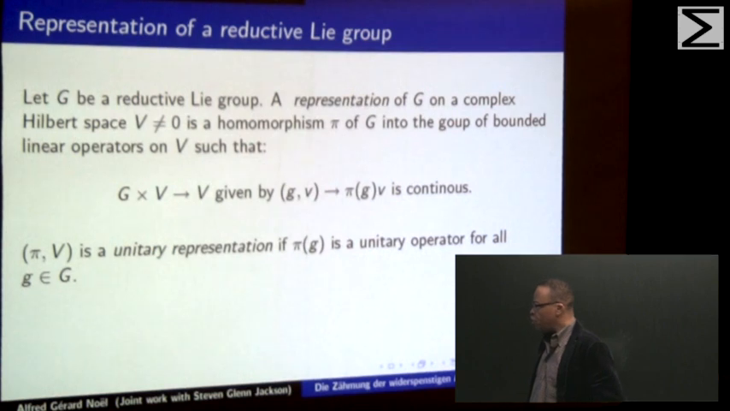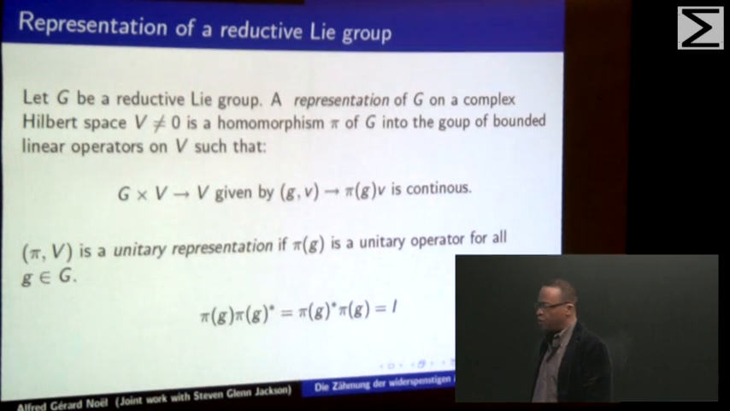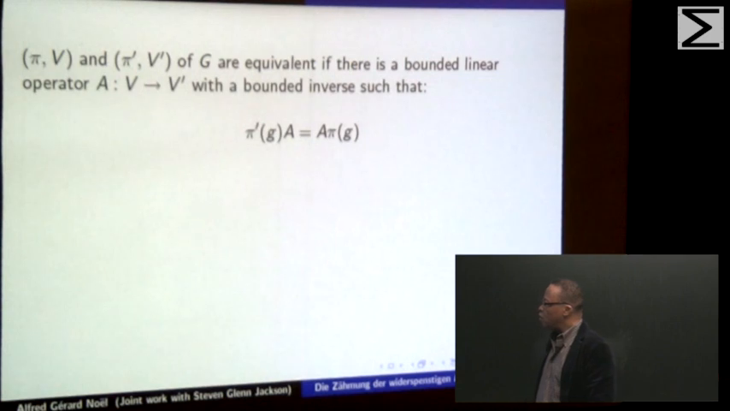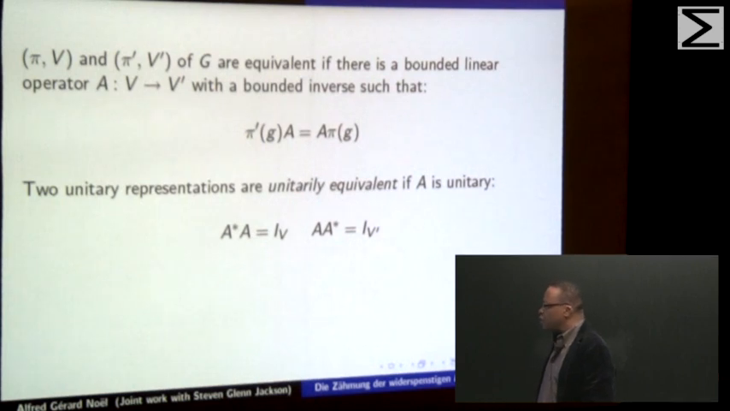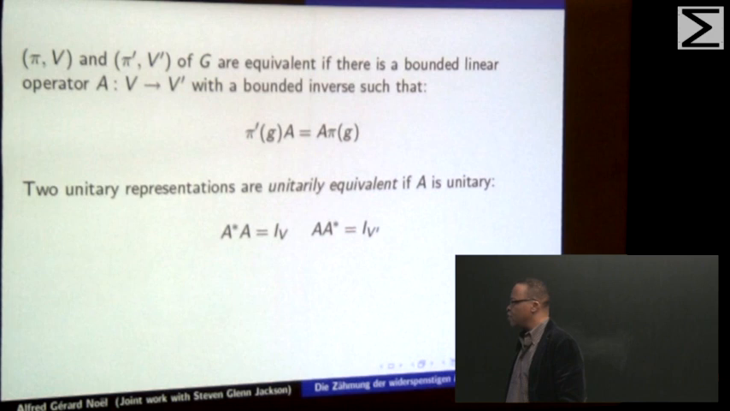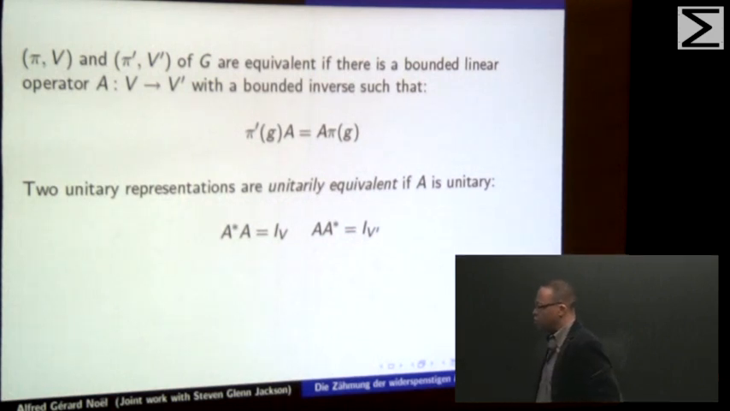You say that the pair (pi, V), some people just use pi, is a unitary representation if in fact you have this unitary relation. Whenever you're talking about representations, it's always up to equivalence, which means they could be the same up to conjugation by a linear transformation, if you know what I mean. Unitarily equivalent unitary representations require that A itself be unitary and satisfy these conditions. I talk about unitarity because those are the ones of interest to at least the representation theory community.